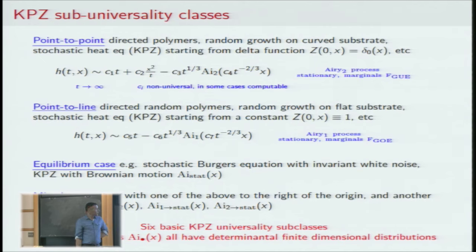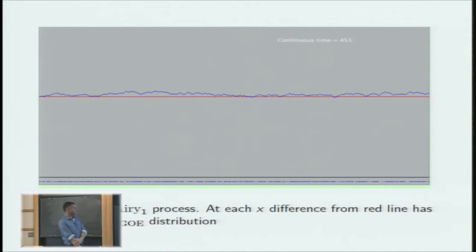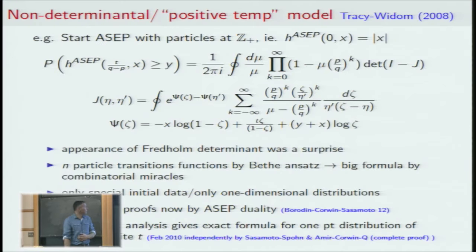You might get a 4. You get 4s if you have some reflection symmetry of the noise. That's known now. Okay. So in other words, in the movie I showed you, the blue process is supposed to be the Airy 1 process. Okay. So let's keep going.